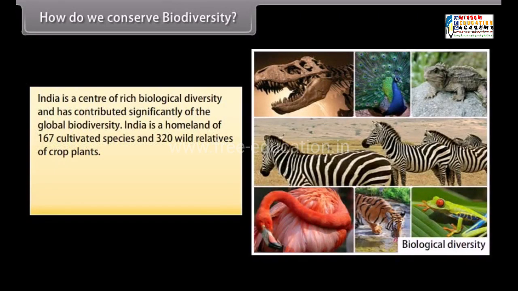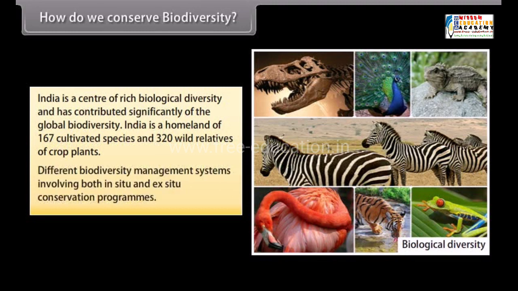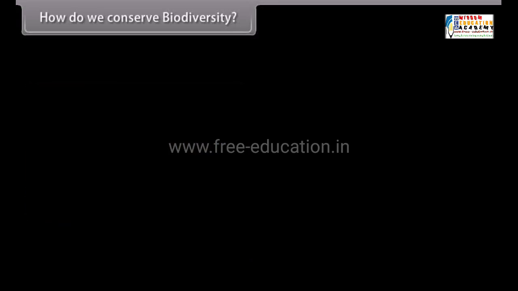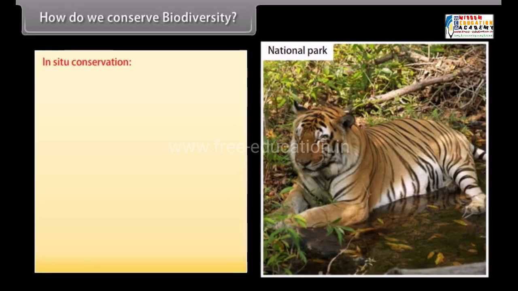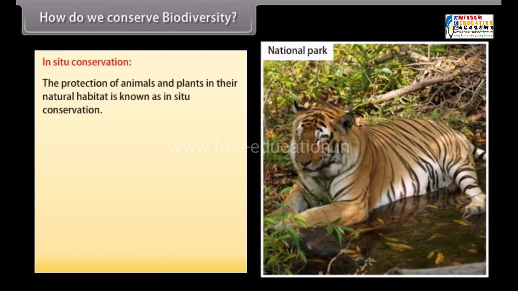India is a center of rich biological diversity and has contributed significantly to the global biodiversity. India is a homeland of 167 cultivated species and 320 wild relatives of crop plants. Different biodiversity management systems involve both in situ and ex situ conservation programs. In situ conservation: the protection of animals and plants in their natural habitat is known as in situ conservation.